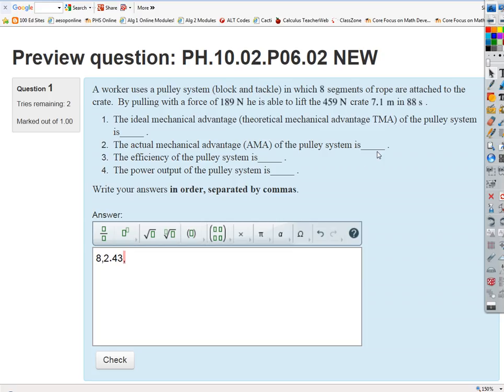30.4%, if I want to write it as a percent. And then, okay, now power output. We only talked about this very briefly. We talked about trucks, remember? What's power output? So let's remind ourselves about power.